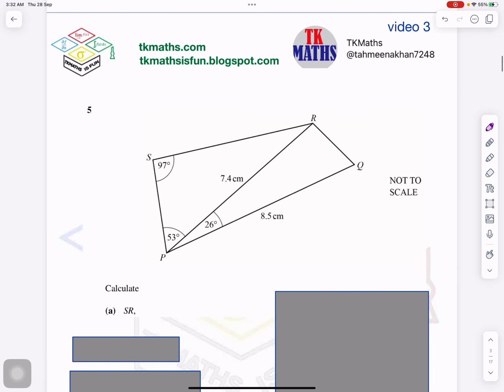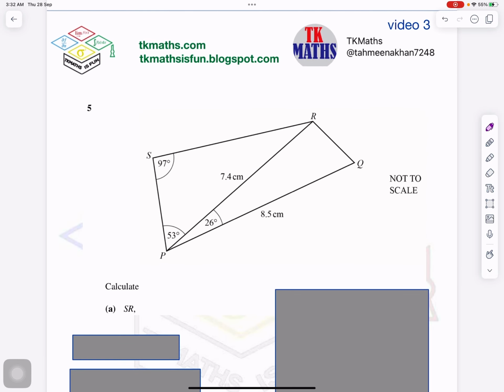So let's just start this video, which is based on the concept of trigonometry. Before starting the question, I would like you to recall the concept of sine rule, cosine rule and SOHCAHTOA. When we say SOHCAHTOA, it means we are talking about a right angle triangle, right?